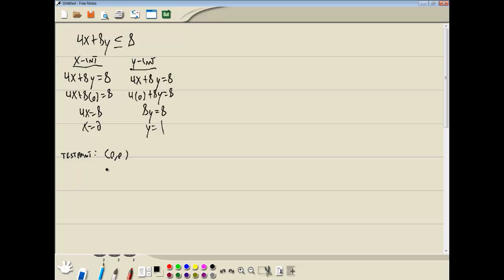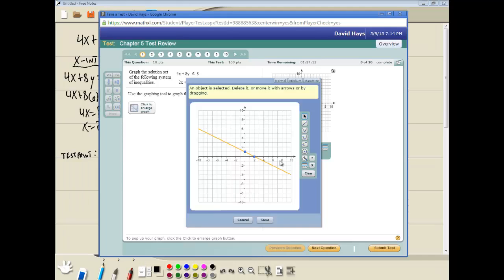So we'll plug 0 in for x and 0 in for y. So we have 4 times 0 plus 8 times 0, and this is a question mark at this point. We're wondering if that's less than or equal to 8. Well, 4 times 0 is 0, 8 times 0 is 0, so we get 0 is less than or equal to 8, which is true. Since it's true, we shade the side where (0, 0) falls, which is over here. So I'll use my shading tool and click this. Now, do I make it dashed or not? This is a less than or equal to, so this is a solid line. So that one's good.